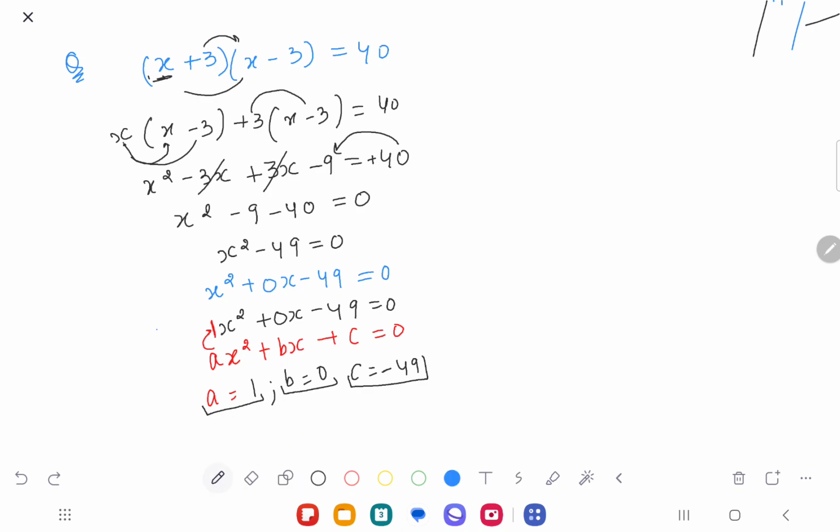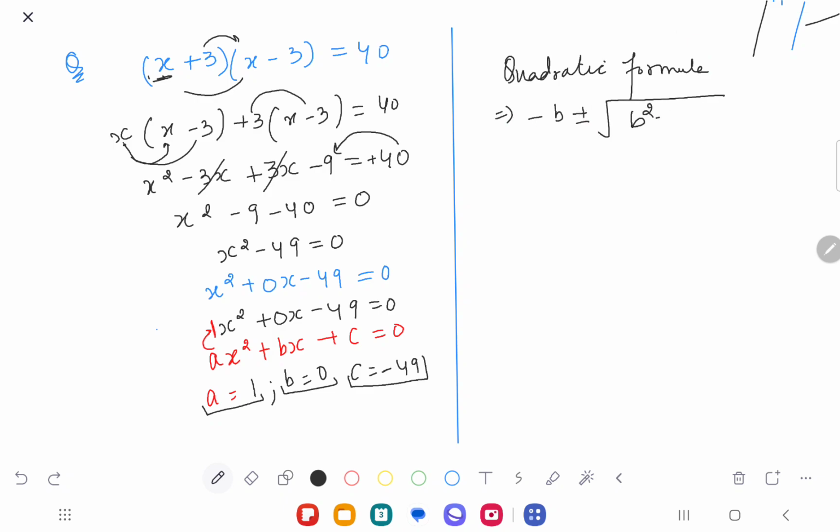So my quadratic formula here shall be minus b plus minus under root of b square minus 4ac over 2a. That's my formula. Minus b plus minus under root of b square minus 4ac over 2a. Understood or not? Right? And if I put in the values, this is going to give me the values of x.